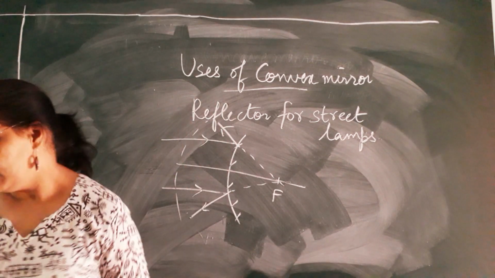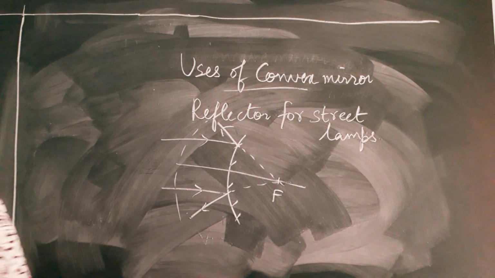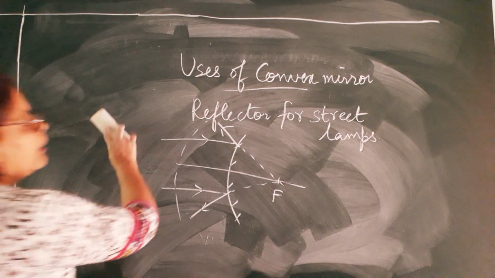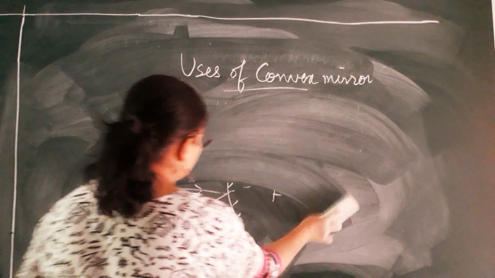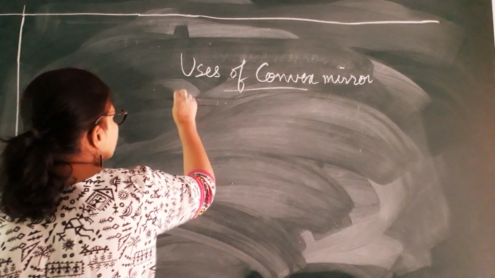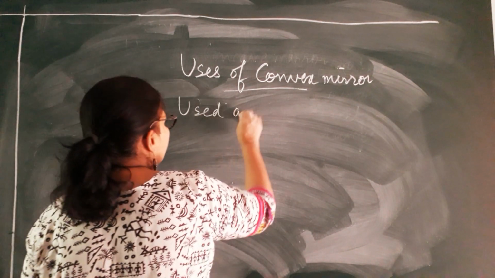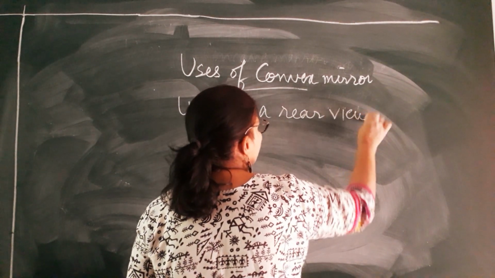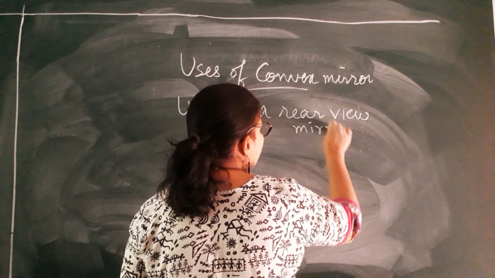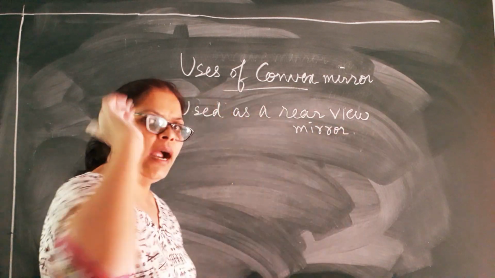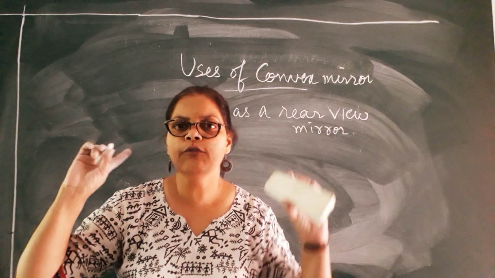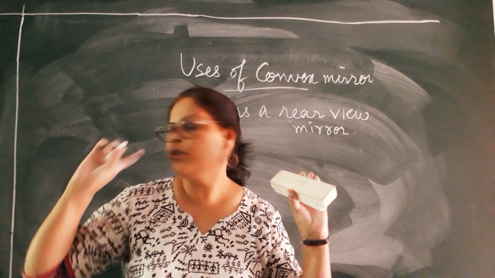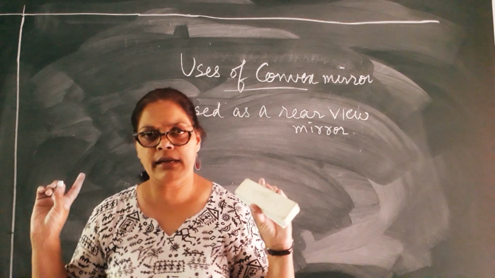Okay, right. Now, we move on to the next use of convex. It is used as a rear view mirror. What is the meaning of the word rear view, children? Rear means behind. It could be used to give you a view from behind, because it's difficult for you to turn back and look.